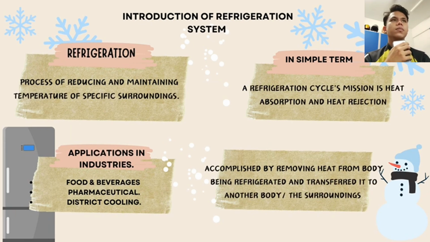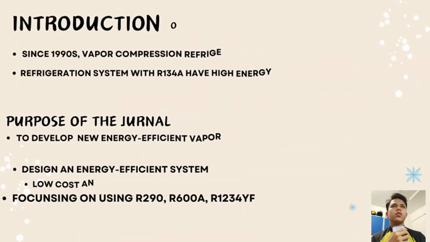So I'm going to brief you all about the introduction and the basic principle of the refrigeration system of this journal. A refrigeration system is a process of reducing and maintaining the temperature of a specific surrounding. It can be accomplished by removing heat from the body being refrigerated and transferring it to another body or the surroundings. There are a few applications of refrigeration systems in industry: first, the food and beverage industry; second, the pharmaceutical industry; and last, the district cooling industry. So we're going to move on to the introduction of this journal.